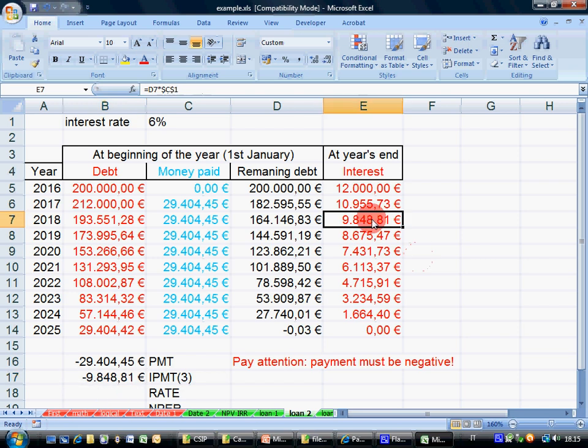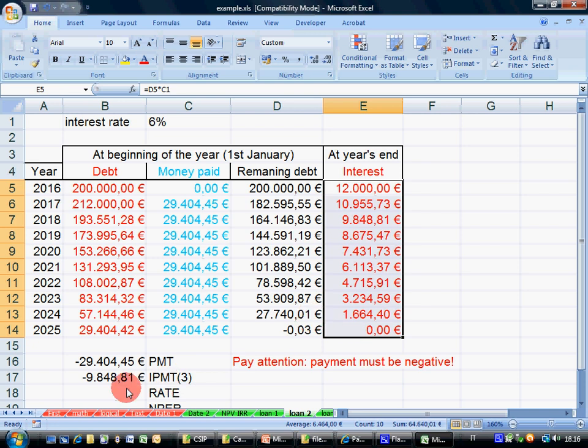9848, you can see it's here. So it means that in the third period, 1, 2, 3, I will have an interest at the year's end of 94848. I repeat, it's not useful for standard people, for consumers, but it's useful for companies which must have an official accounting system and they need to know the interest, etc.